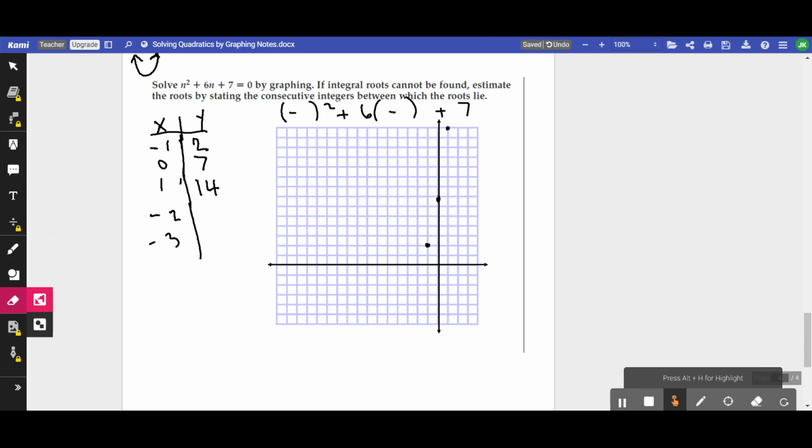Okay, so negative 2 next is what we're subbing in. So negative 2 squared would be positive 4. And then 6 times the negative 2 would be negative 12. So 4 plus negative 12 would be negative 8. And then negative 8 plus 7 would be negative 1. And then you can sub in your negative 3.